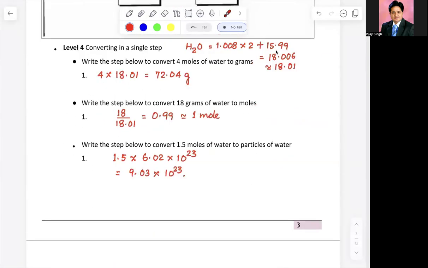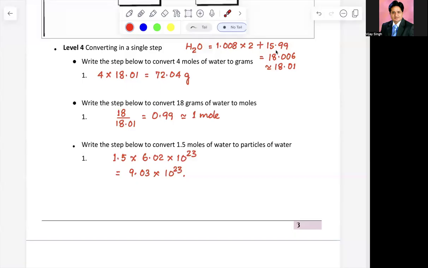Now let's look at level 4 questions. Write the steps below to convert 4 moles of water to grams. Now for 1 mole of water, you find the molar mass, and you get hydrogen is 1.008 times 2, because there are 2 atoms of hydrogen, plus 1 atom of oxygen. So when you add them, you get 18.01. So 18.01 is the mass of 1 mole of water. But you are given 4 moles of water. So you multiply 4 times 18.01, that's 72.04.